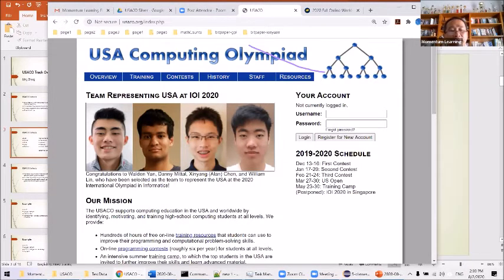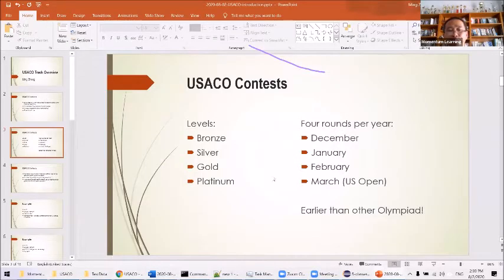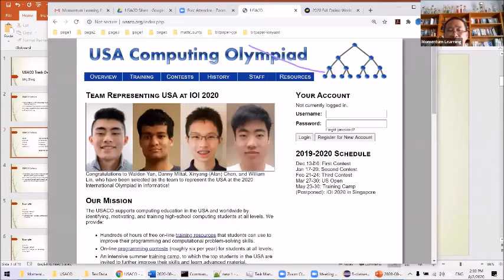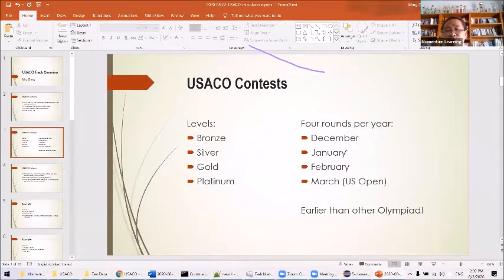Okay, and you see here, right? There are 4 rounds. Look at this one here. There are 4 rounds each year for the USACO contests. This is different from the USAMO or USAFO. The first round each year, the season actually starts from December. And then in January and February, we're going to have 2 more rounds. And in March, we're going to have the last round. And the March round is also called the US Open round.